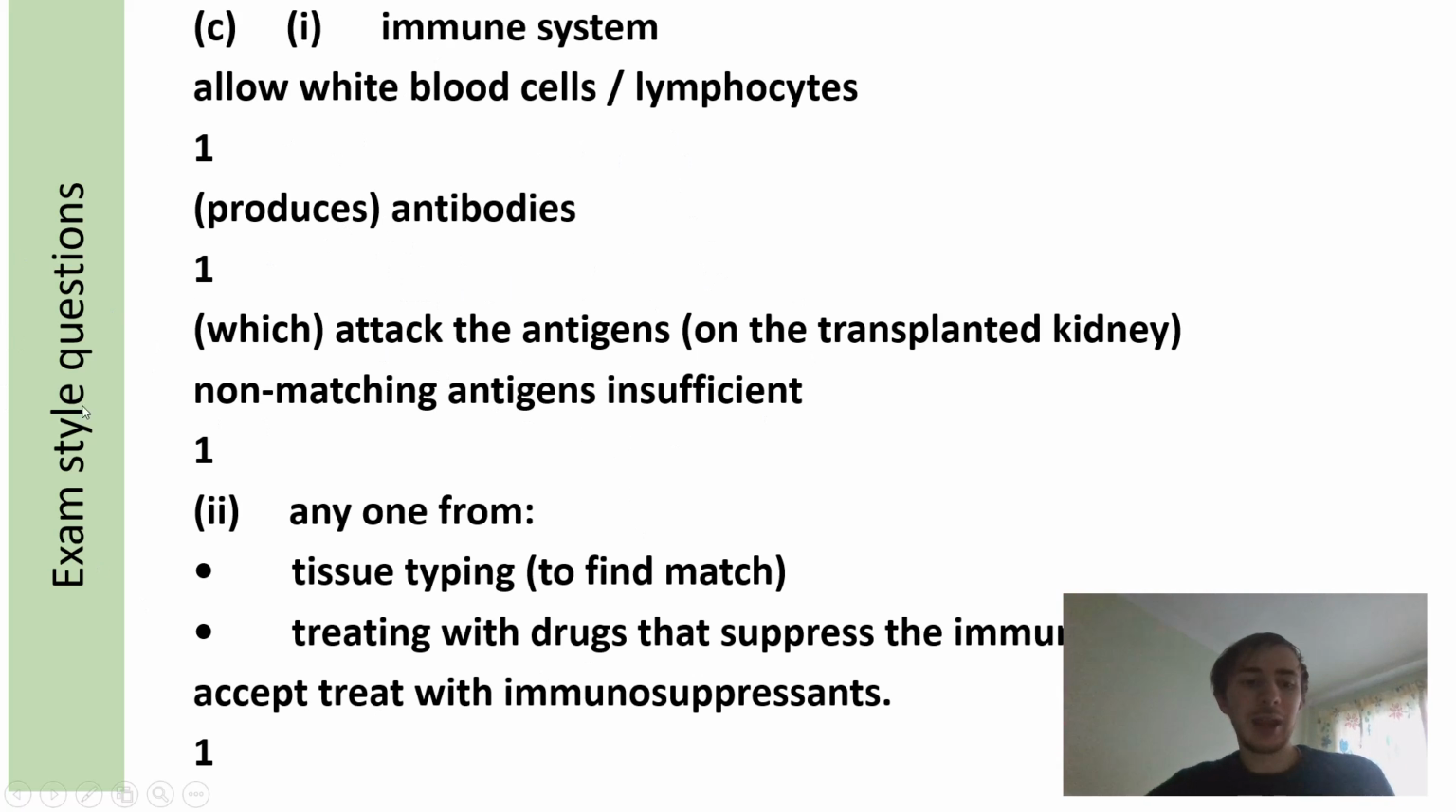And then lastly, how can we prevent rejection? Tissue typing, or just finding a match, I'll give you a mark, or treating with drugs that suppress the immune system, or treating with immunosuppressant drugs.